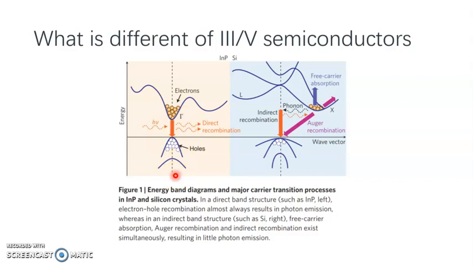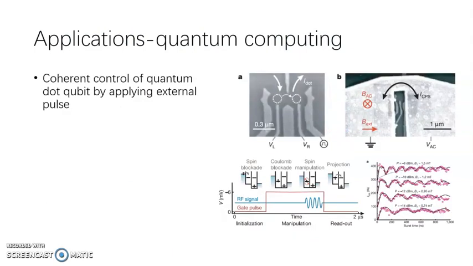This is the principal reason why gallium arsenide, indium phosphide, and gallium nitride-based materials have been the dominant material systems for semiconductor diode lasers since their first demonstration in 1962. Then we talk about some typical applications of the III-V quantum dots.